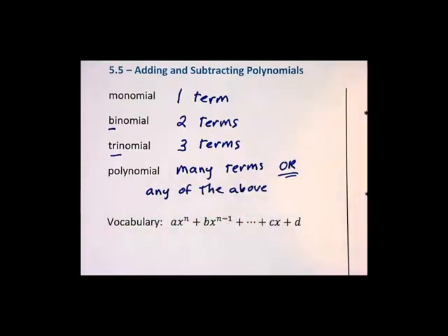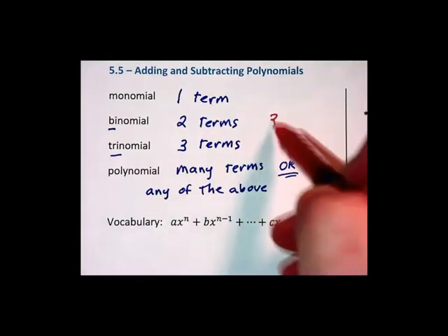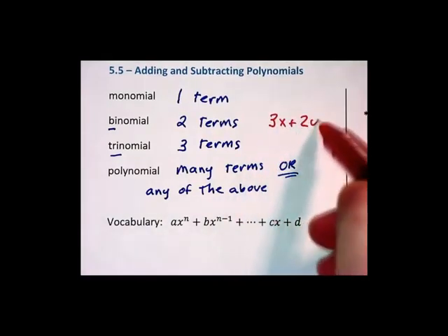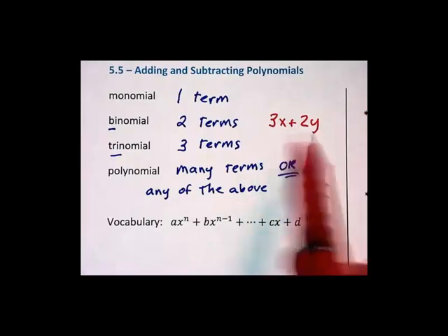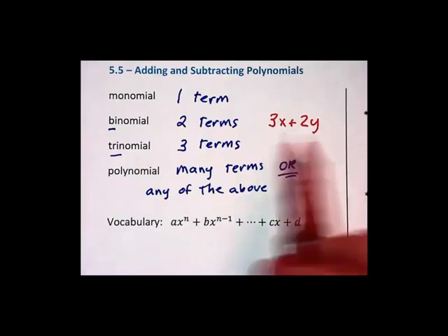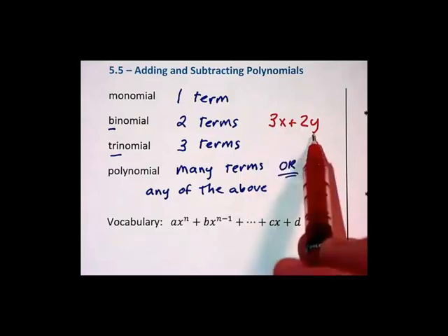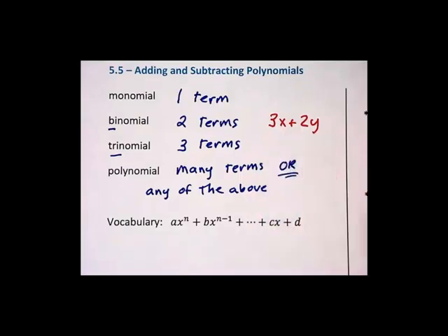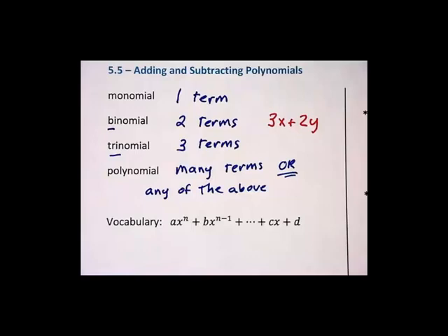So for example, if I have 3x plus 2y, that typically is called a binomial because there are two terms, but it can also be referred to as a polynomial. It's kind of like using the word y'all in Texas. Sometimes y'all can refer to one person, sometimes y'all can refer to a whole group of people. Same thing here, a polynomial can refer to one term or a whole group of terms.